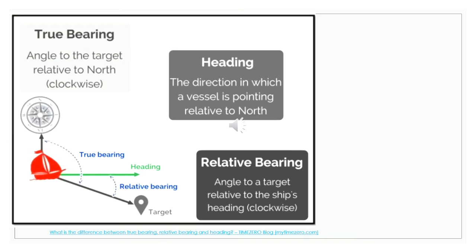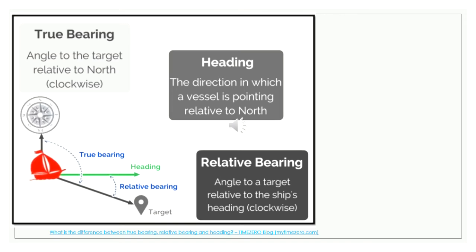This is a very nice diagram from the Time Zero blog showing the definition of true bearing, true heading, and relative bearing. The heading is the direction in which a vessel is pointing relative to north. So your vessel could be a ship or a drone or a car, whatever vessel. Usually it's boats and planes that we're talking about.